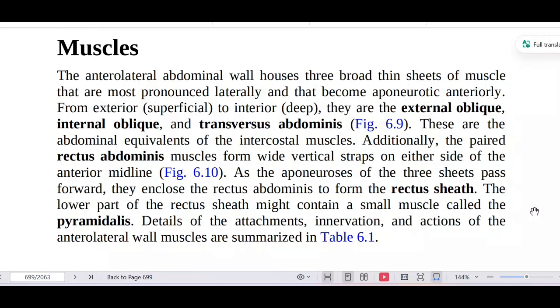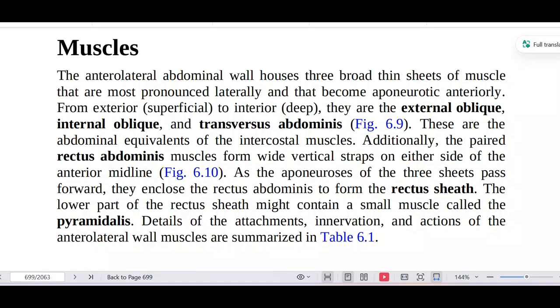So today we are going to study about the muscles of the anterolateral abdominal wall. Now the anterolateral abdominal wall actually houses the major three broad thin sheets of muscles that are external oblique, internal oblique and transversus abdominis. And of all these three muscles, the muscular part is most pronounced laterally, and then they become aponeurotic anteriorly or medially.